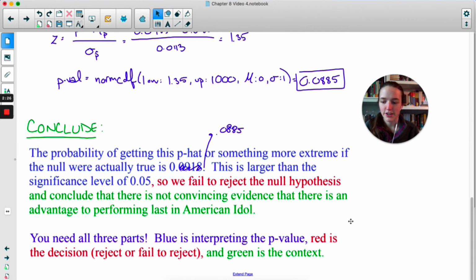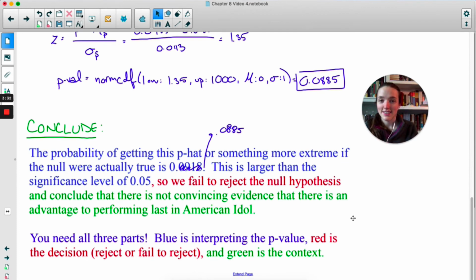Now there are certain years of the AP test where they say that interpreting the p-value can just be you saying the p-value is greater than 0.05. I don't understand the years where that's part of the grading system because that's not really interpreting the p-value. So I'm always going to require that you say the actual interpretation of a p-value. It's the probability of getting this particular statistic or something more extreme if the null were true.